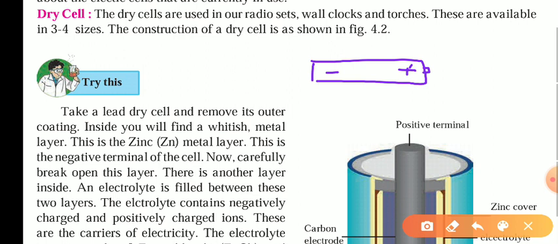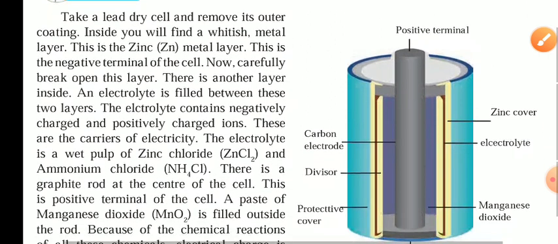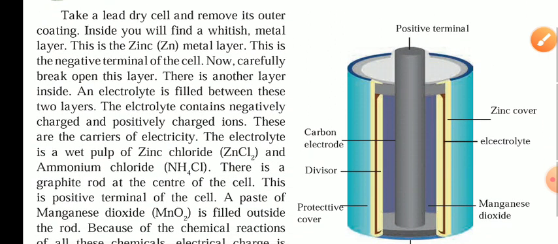If you have seen a dry cell or the pencil cell which we use especially for the wall clock, and for toys also, they all have a positive and negative terminal. The positive terminal is like this and the negative terminal is flat. So what exactly are these positive and negative terminals? In the next picture they have shown what exactly we have inside the dry cell.